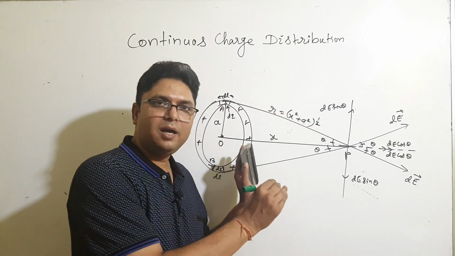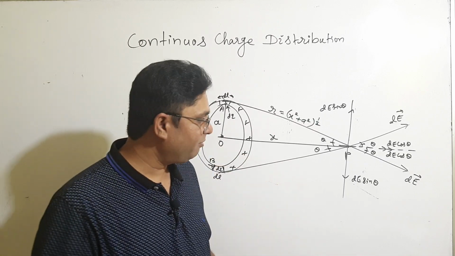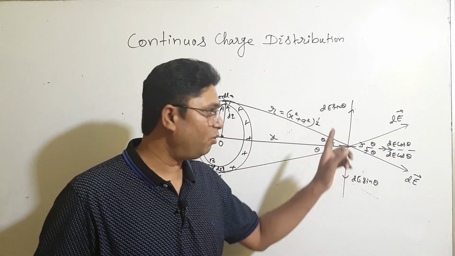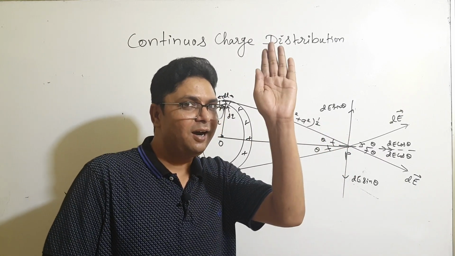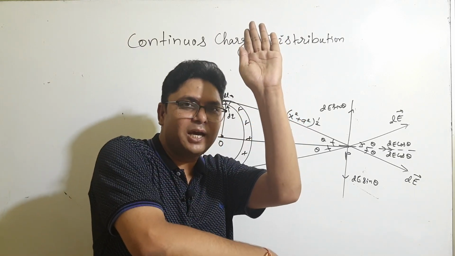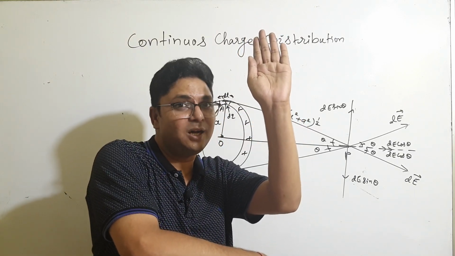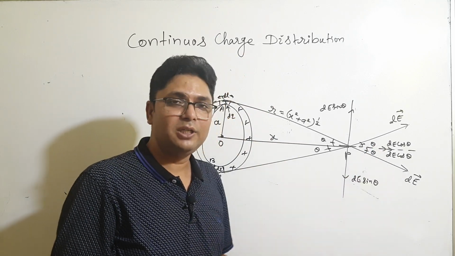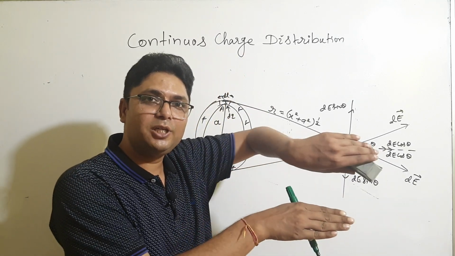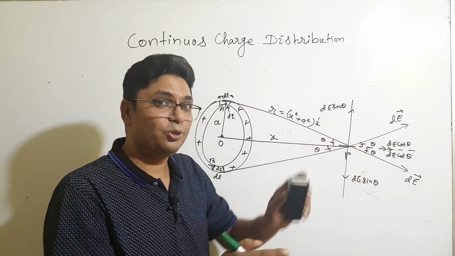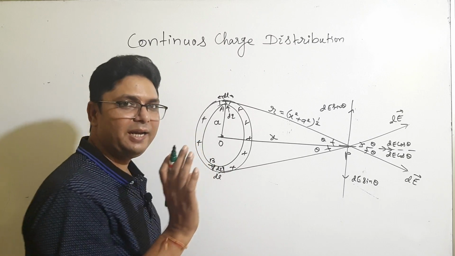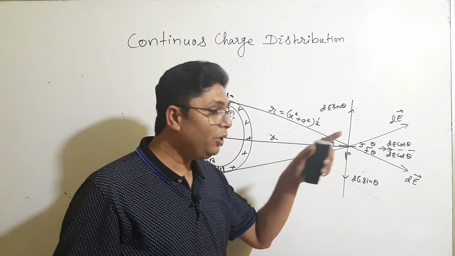Now from the diagram it is clear that the electric field components dE sin theta and dE sin theta are equal and opposite. One is moving upside, the other is moving downside, so they cancel out. But at the same time, dE cos theta components are moving in the same direction, having the same magnitude, so they add up. So two diagonally opposite elements add up to give you 2 dE cos theta.